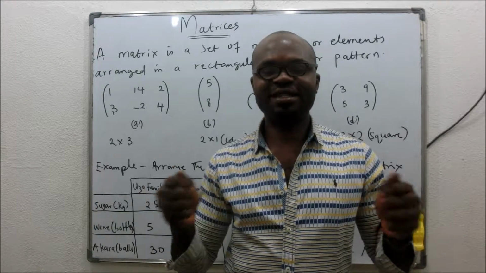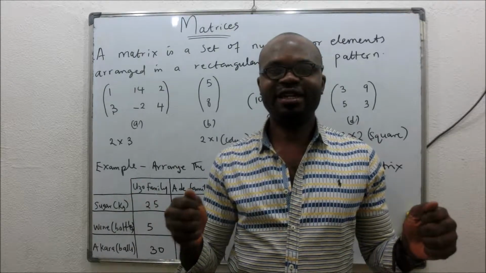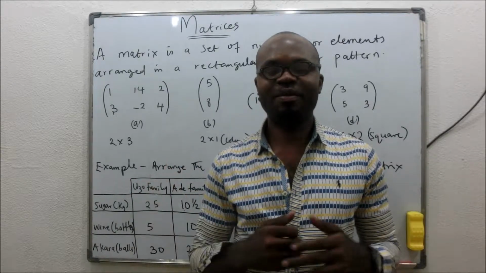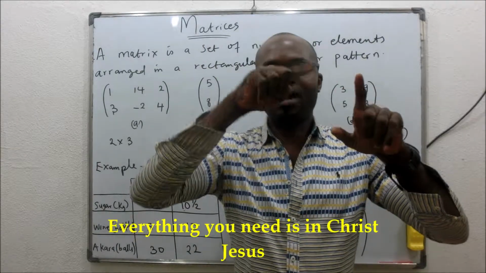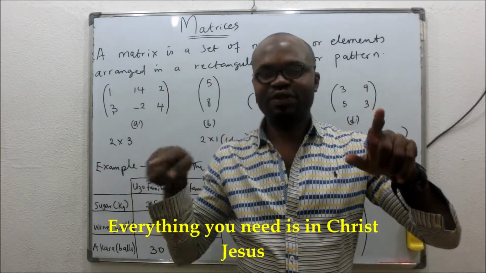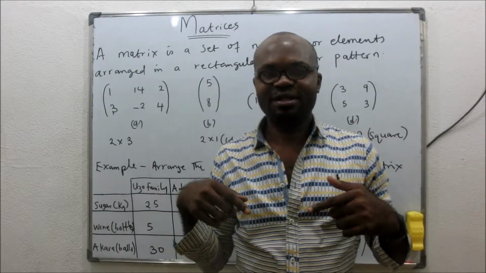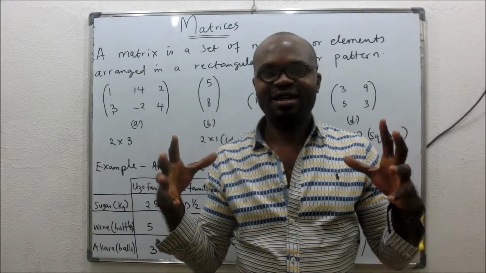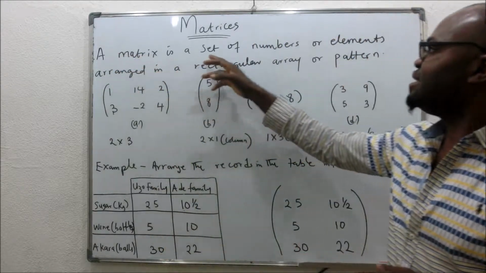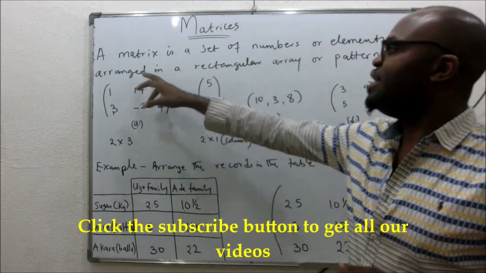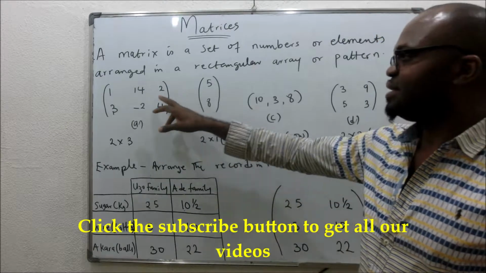A matrix is a set of numbers or elements arranged in an array or rectangular pattern. So whenever you have numbers like 1, 1, 2, 2, in a rectangular format, it is known as a matrix. A matrix is a set of numbers or elements arranged in a rectangular array or pattern. So this is an example of a matrix.